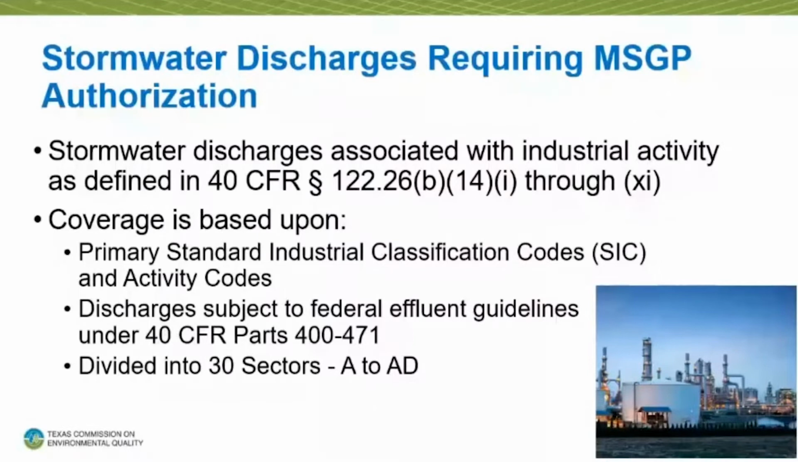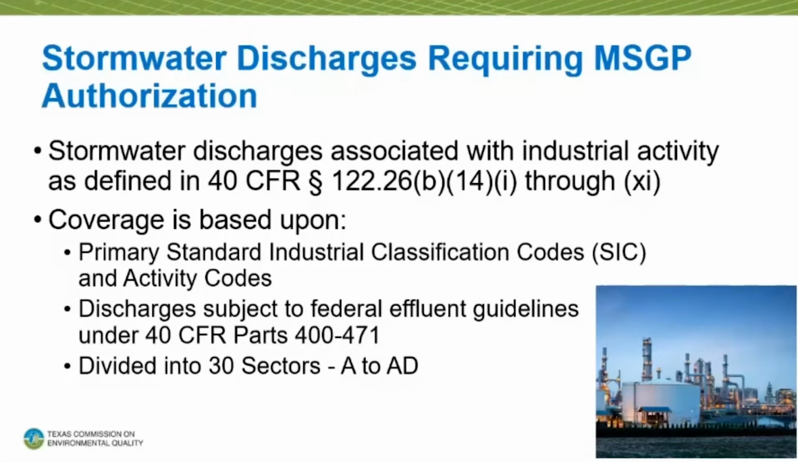This permit is required for only certain kinds of industrial activities, and those are going to be defined in the federal rules in 40 Code of Federal Regulations 122.26(b)(14)(i) through (xi). So if you're curious, you can go read that, but it's basically describing all the different industries that we talk about in the general permit itself. And so coverage then is based upon your primary standard industrial classification code, or an SIC code, and activity codes, and we'll talk a little bit more about those in just a second.